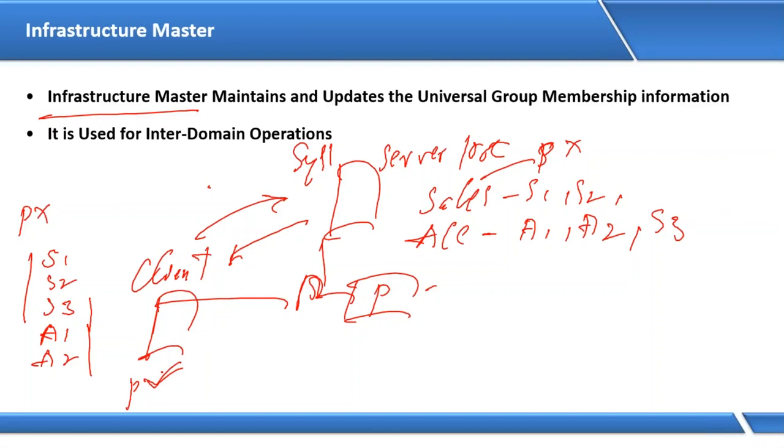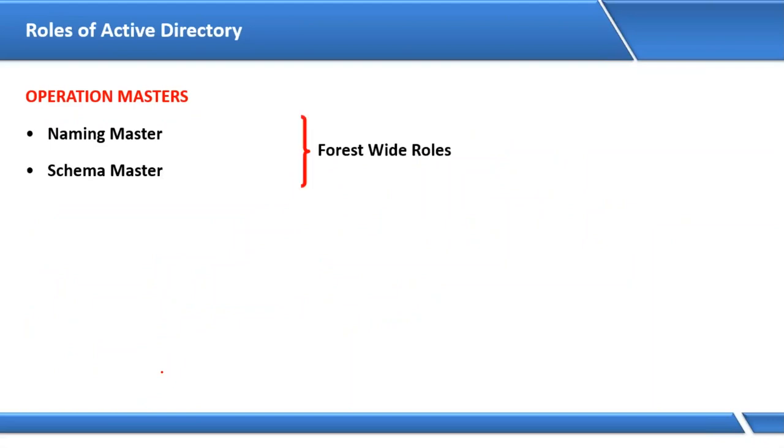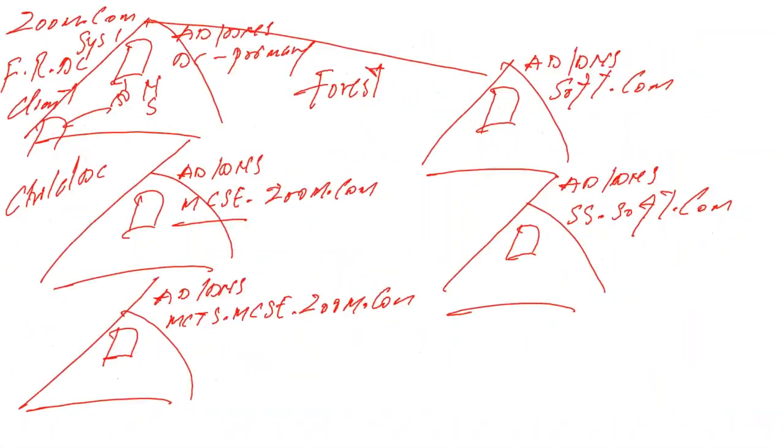Okay. Any doubt? So till now we have discussed 5 roles of Active Directory, and the first role name is what? Naming master. Next one is schema, and these 2 roles are called forest-wide roles, because in the whole forest these 2 roles are available in the forest root domain, and not available in other domains in the forest.